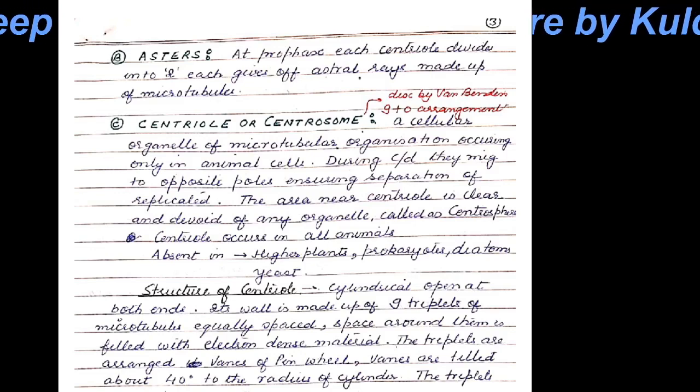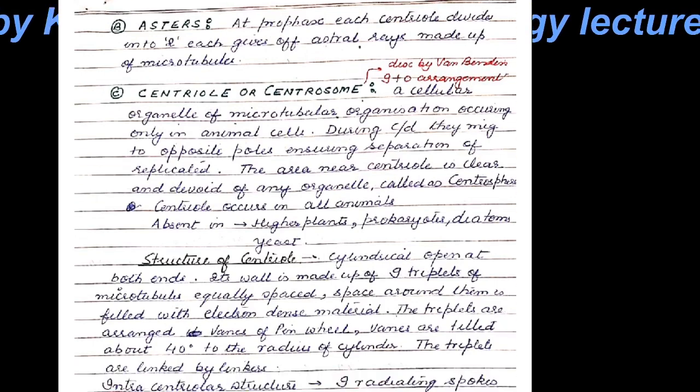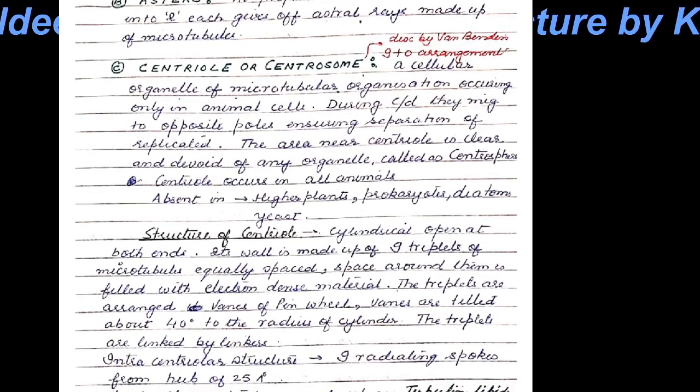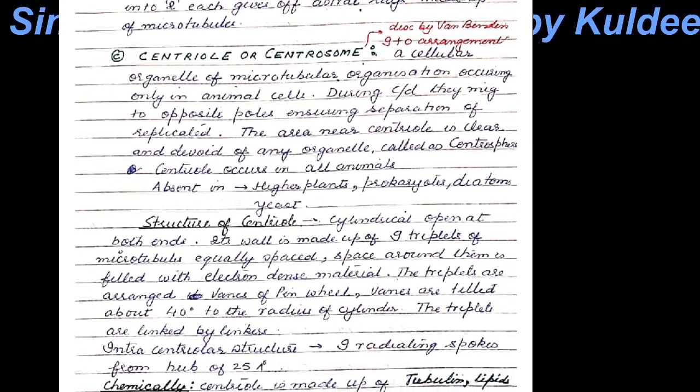The area near the centriole is very much clear and is devoid of any kind of organelle, and this clear area is termed as centrosphere. Centrioles occur in all animals excepting higher plants, prokaryotes, diatoms, and yeast. In higher plants, they have microtubular organizing centers instead.